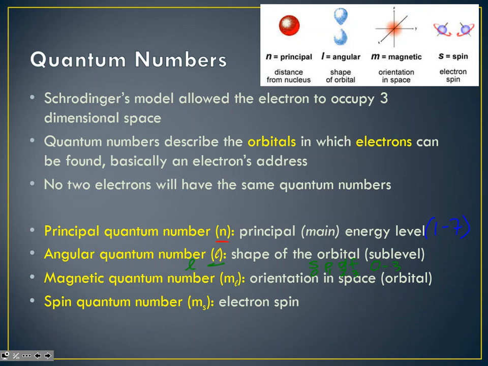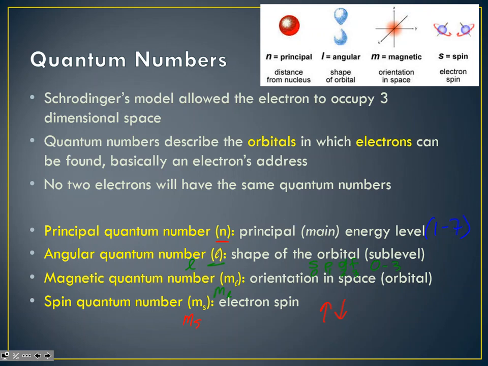The magnetic quantum number, M sub L. So M with the little cursive L as the subscript. This is basically which orbital it is located within the sublevel. I'm going to show you what that means in just a second. And the spin quantum number, M sub S, is going to be which way it is spinning. Is it spinning clockwise or counterclockwise? Clockwise is the up arrow, counterclockwise is the down arrow. That's how we represent it in the orbital diagrams.